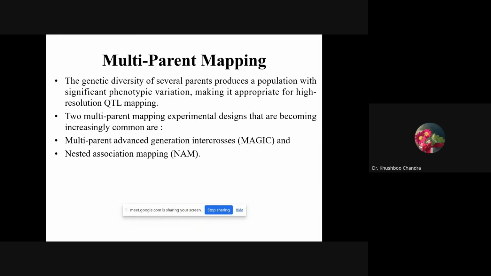Apart from that, not only biparental, multi-parental mapping is also there. In that case, multi-parental populations like NAM, nested association mapping, or MAGIC, that is multi-parent advanced generation intercross. Especially these biparental and multi-parent mappings are very important when you are approaching these modern techniques.